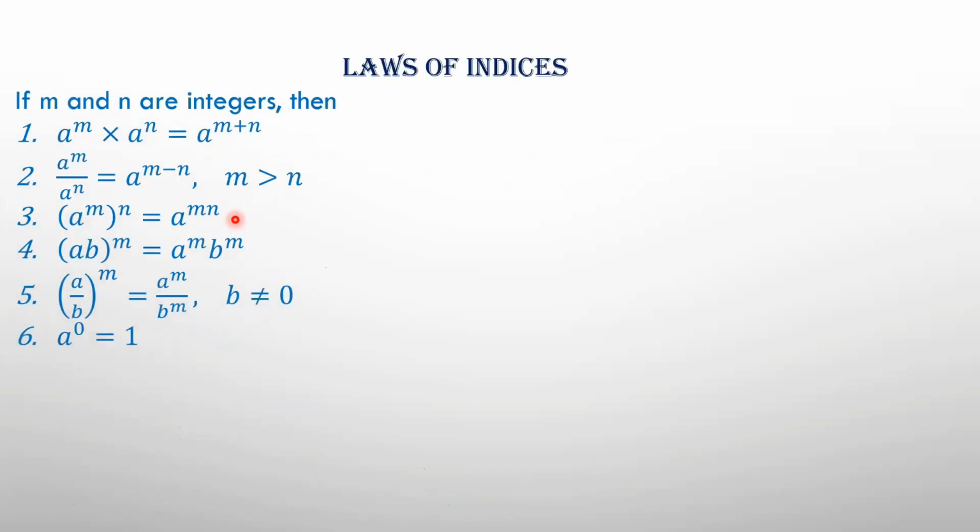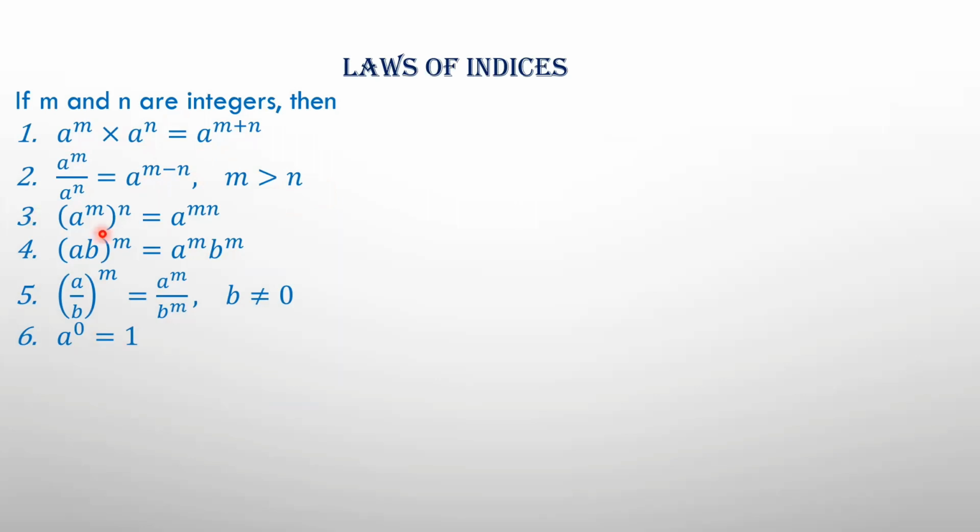Let's see the laws of these indices. If m and n are integers, then a raised to m into a raised to n is equal to a raised to m plus n. Means if the base is the same, we can add the indices. A raised to m into a raised to n is equal to a raised to m plus n. Second thing, a raised to m upon a raised to n is equal to a raised to m minus n, where m should be greater than n.